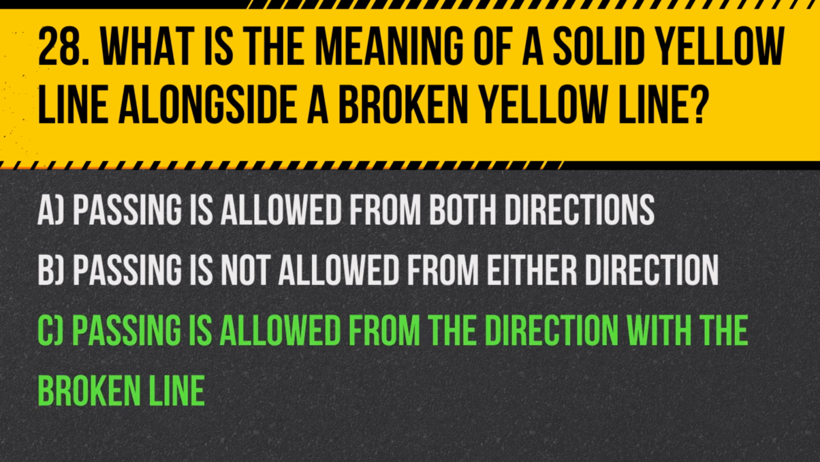Answer C. Passing is allowed from the direction with the broken line. This road marking indicates that drivers on the side with the broken line may pass when it's safe, while those on the solid line side may not.